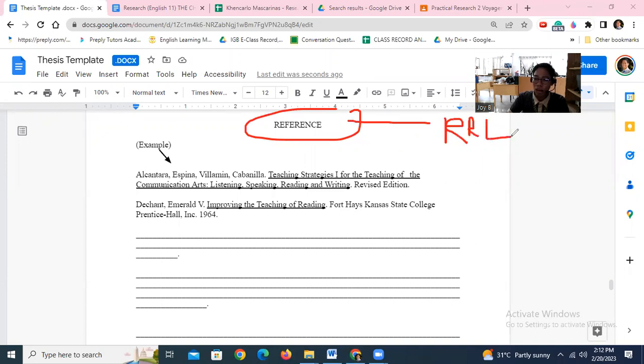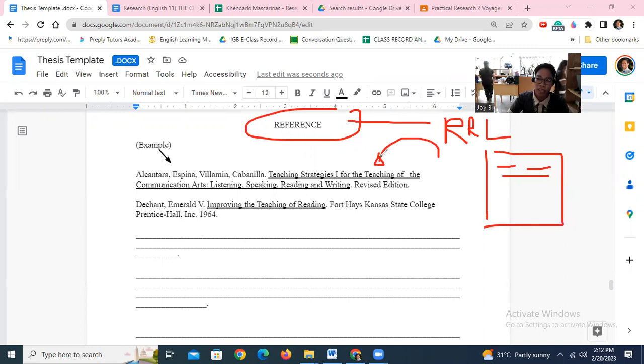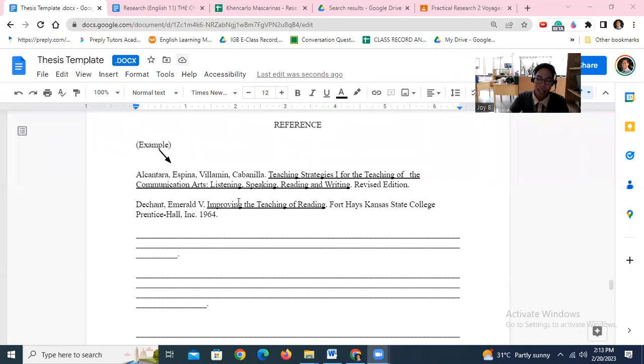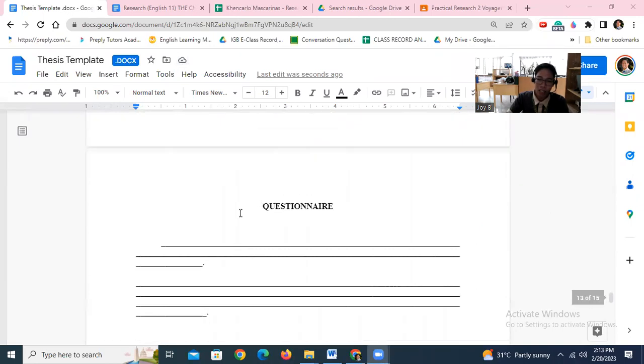Remember, Ma'am Glo asked you to write the table metrics right with your RRL, including the author, the title of the research, and also the link. So you need to put it here. Okay? So yun yung reference. You just copy paste here. Nakuha? So kapag na-copy na ang reference is dadako tayo sa questionnaire.